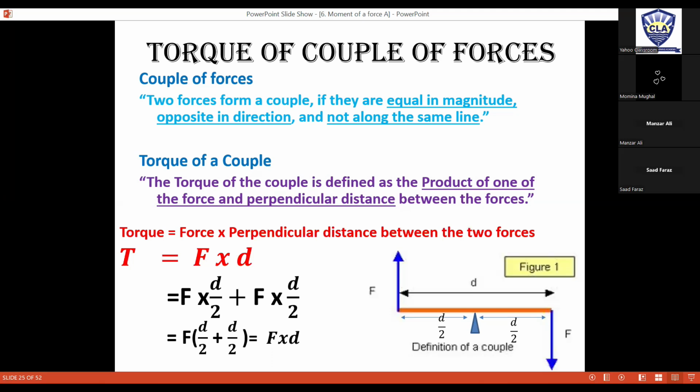You must be able to identify the torque. You must be able to identify the couple. Definitions of both torque of a couple and couple of forces is very important. It may ask you about it, and then use the formula.